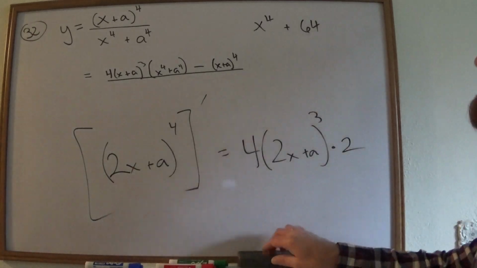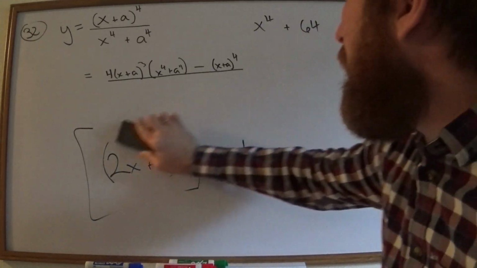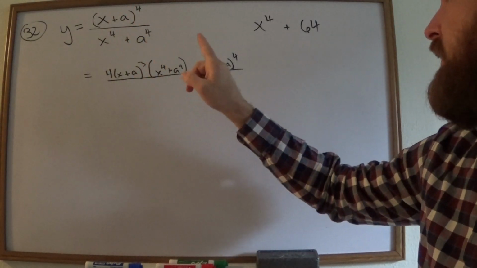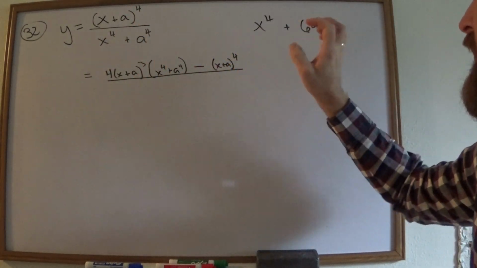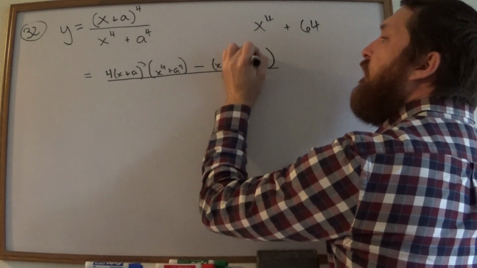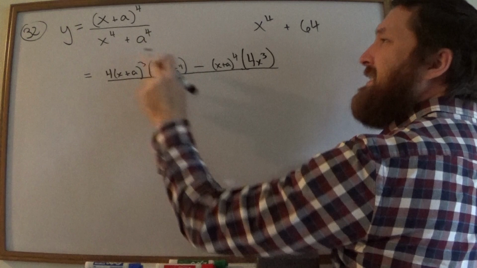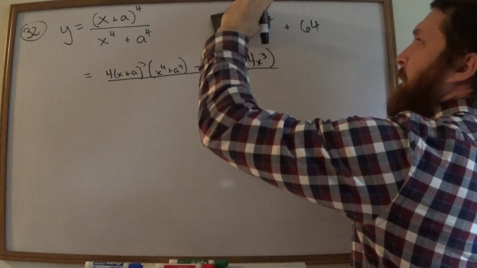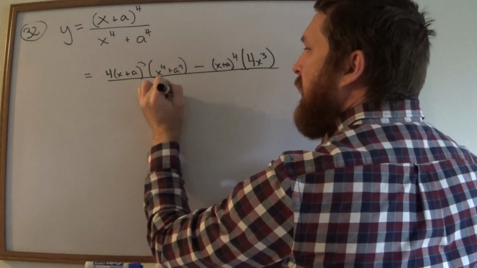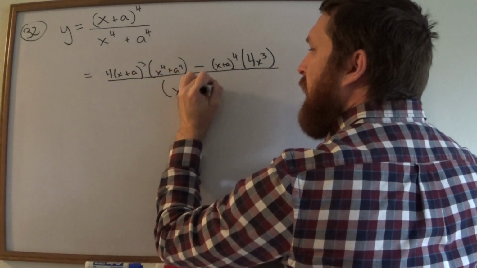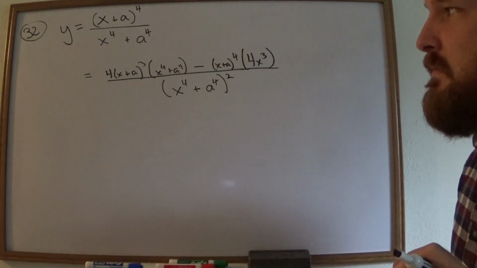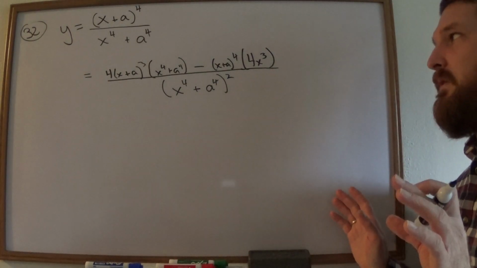Okay, so where were we? We took the derivative of the top, left the bottom alone, minus the top left alone times 4x cubed. 4x cubed is the derivative of the bottom, and all over x to the 4th plus a to the 4th, squared. Now, on a quiz, you're done. Just leave it there.